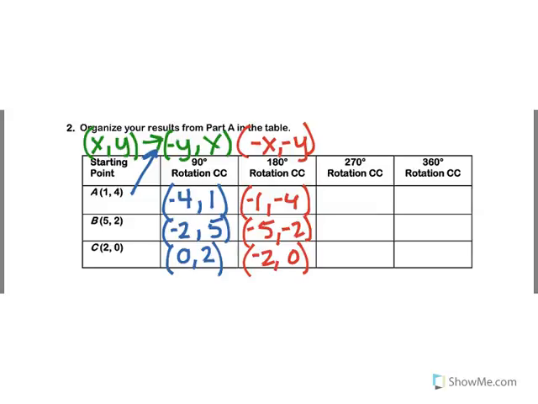And then with 270, you are going to switch the coordinates, but instead of making y negative, you're going to make x the one with the negative or opposite sign. So you go from (1, 4) and you're now going to put 4, 1, and make that one negative. Then this one you're going to go from (5, 2) to (2, 5). You're going to make the x negative.